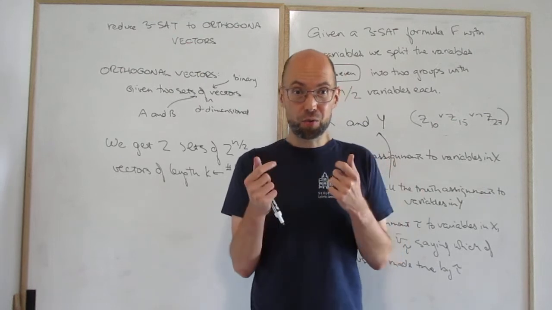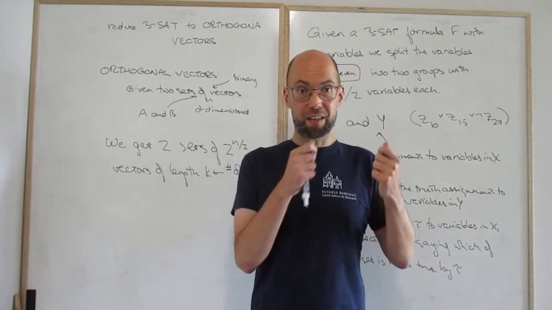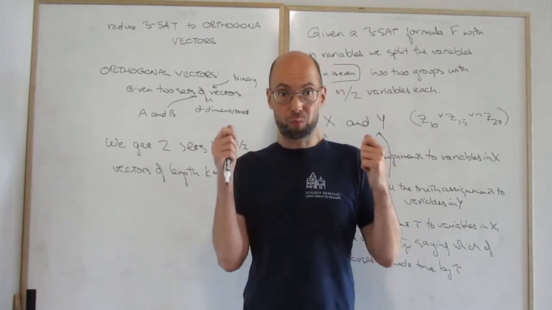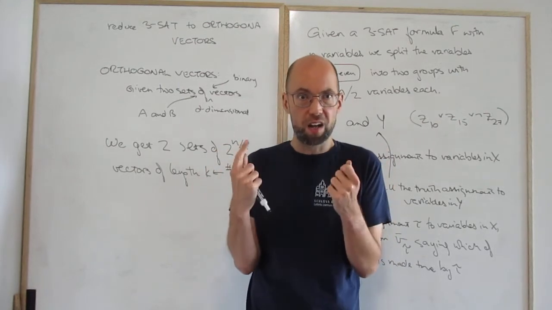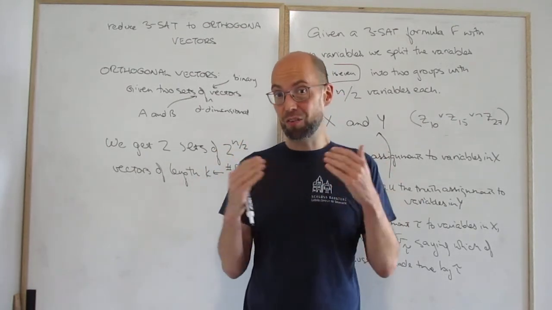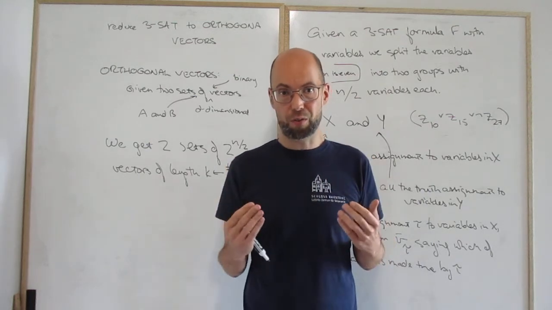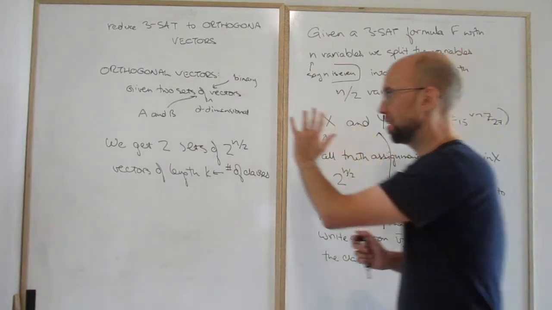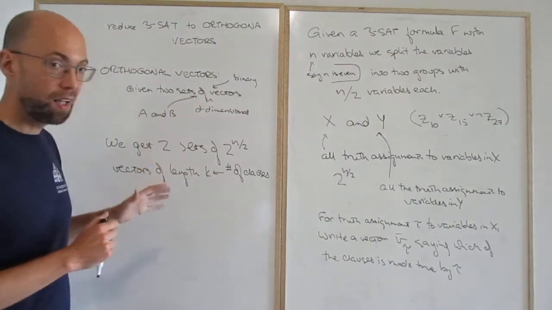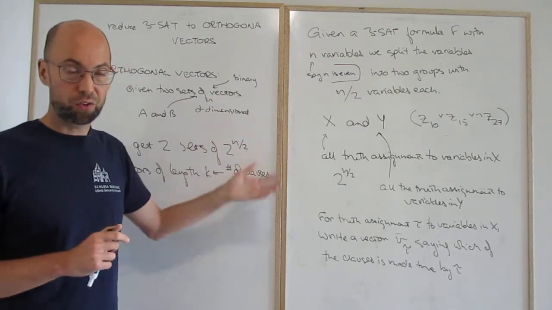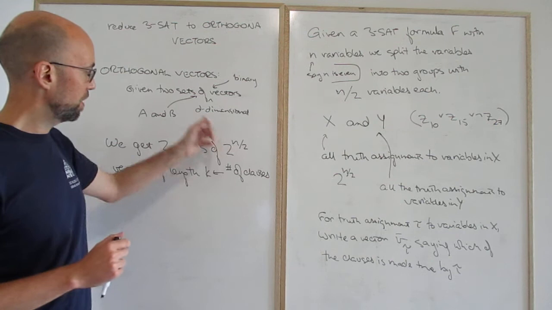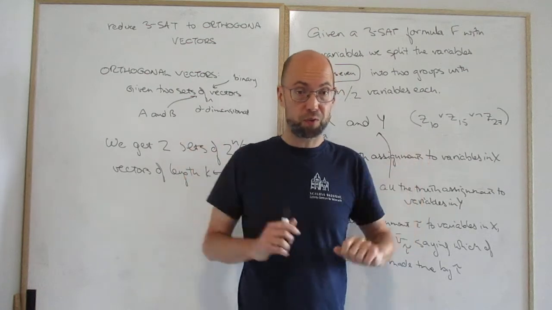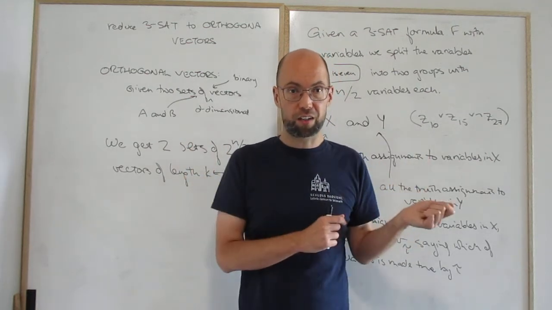If neither truth assignment satisfies a clause, then we put a 1 for that clause in both vectors, and the product of 1 and 1 is a 1. So the total dot product is not 0. The two vectors are not orthogonal, right? So we can take this formula of SAT and turn it into these two sets in time roughly 2 to the n over 2, such that if two of those vectors are orthogonal, then there is a satisfying truth assignment.